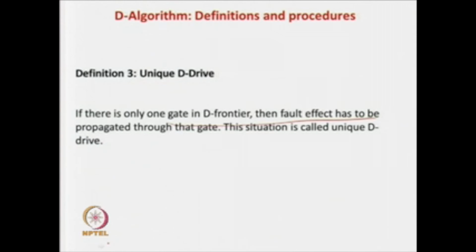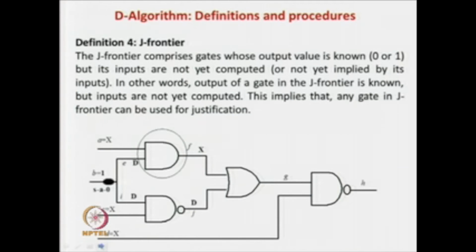That is, there is only one gate in the D frontier which can be used for propagating the fault effect. So if for a fault there is a unique D drive, then you do not have to think about what the choices are. As we have seen in the last example, and as we will look at in detail in this lecture or the next, the D algorithm of sensitize, propagate and justify is not always successful. In the last example, we had two gates in the D frontier, like this one.